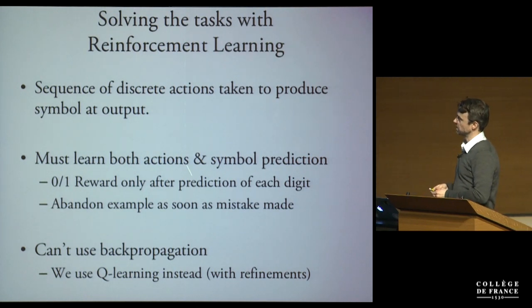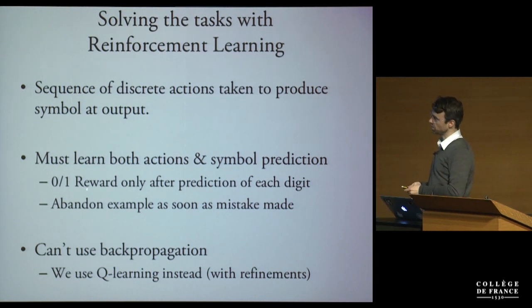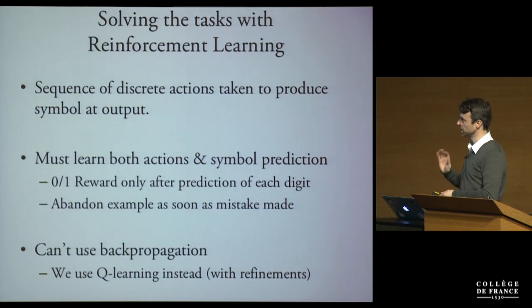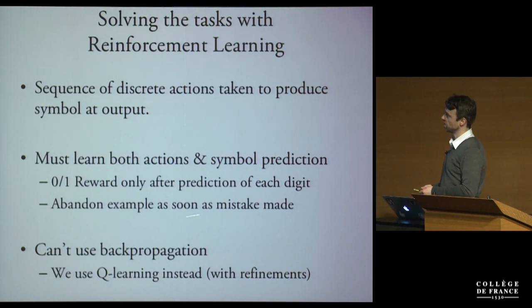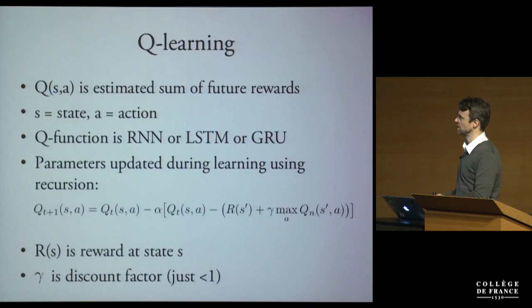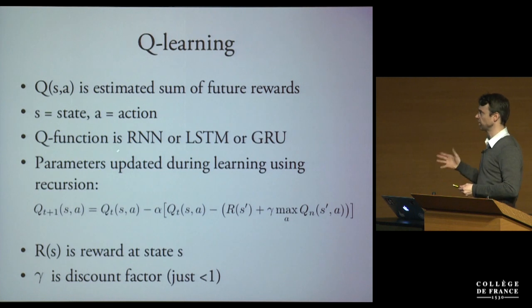This is what I was saying, effectively, that you have this discrete sequence of actions to produce a symbol, and the only label we'll get is whether we got the digit right or not. Okay, that's a simple 0-1 reward. So if we get the digit wrong, it gets 0 reward. If it gets it right, it gets 1. And we do stop training on a given example if you make a mistake. So in practice, what we use is a form of reinforcement learning called Q-learning. I don't really have time to go into vast amounts of detail on this, but I'll try and briefly summarize it.